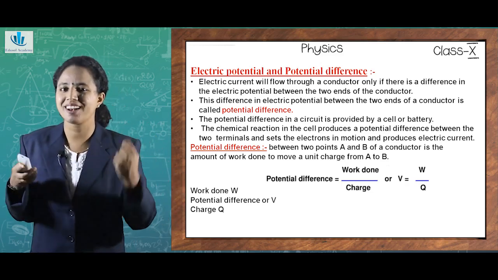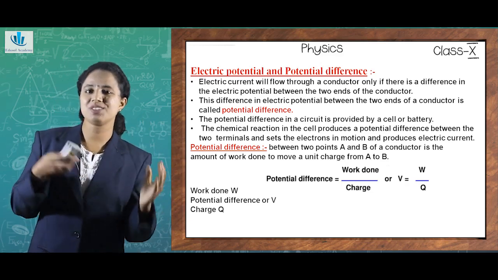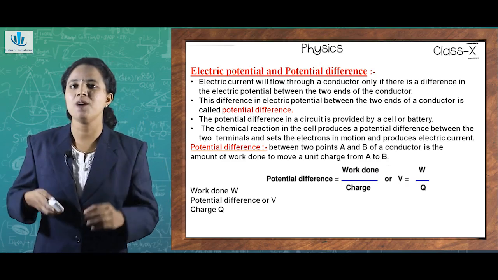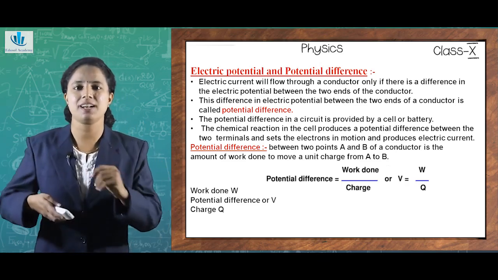And what happens finally to the current? The current flows in the opposite direction, from positive to negative. That's how the potential difference contributes to the flow of electric current.